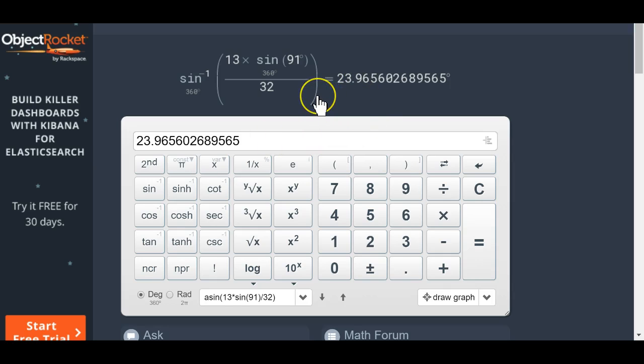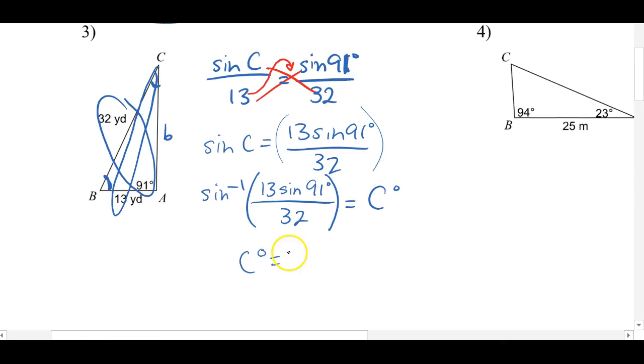I don't know what happened, but I just retyped it again. And I didn't change anything, but for some reason there was an error. But anyways, there's our angle, 23.9, and we'll round that 6 up to 7, so 23.97. Okay, so there's our first angle, 23.97.